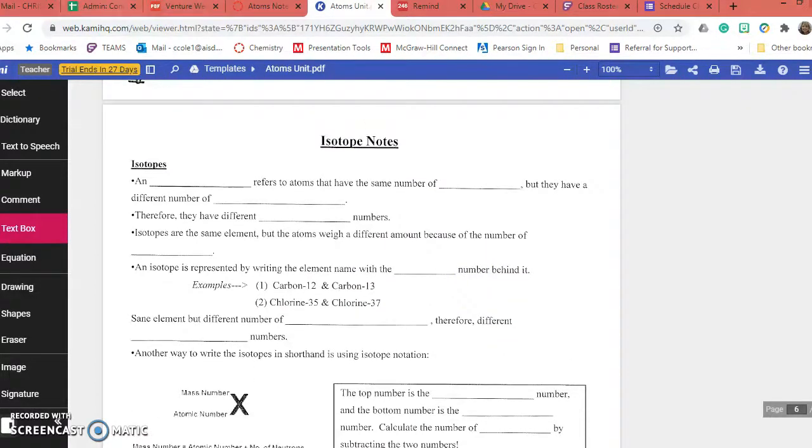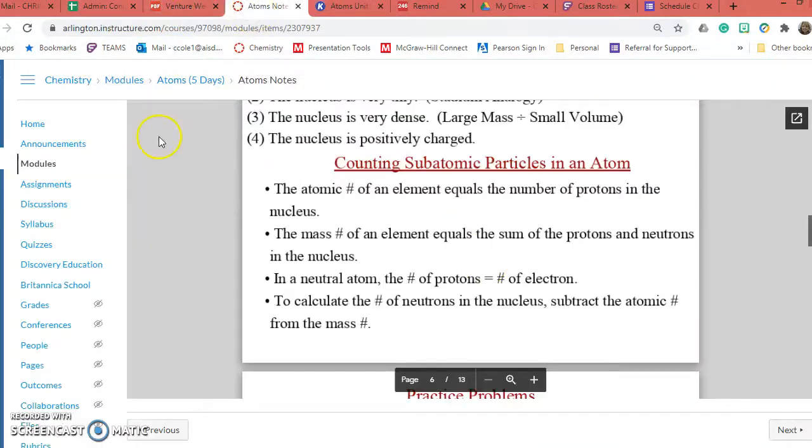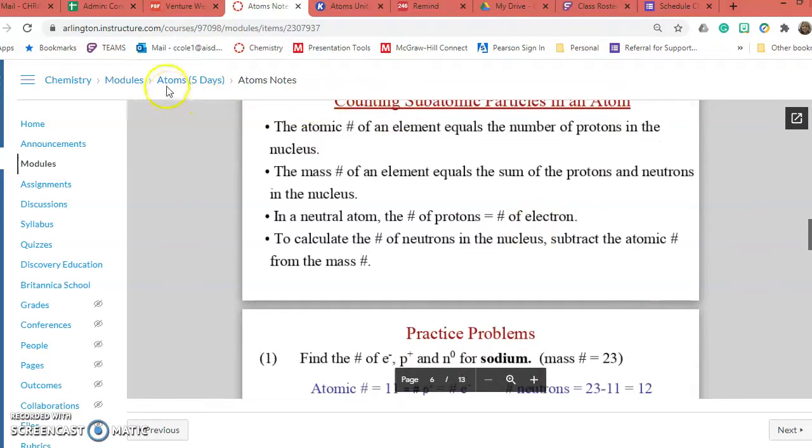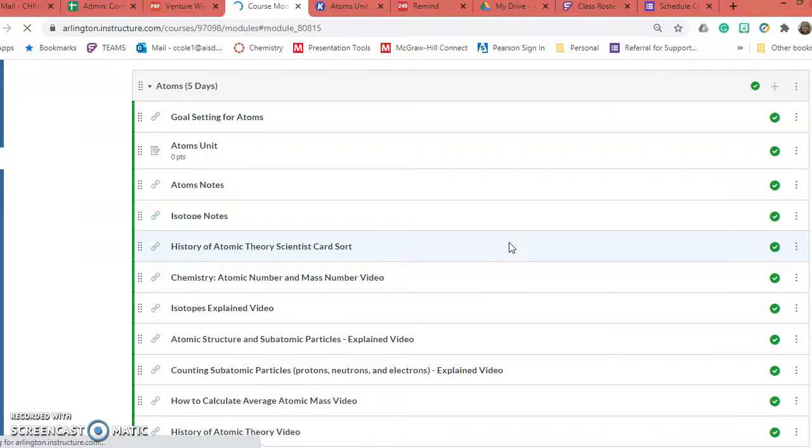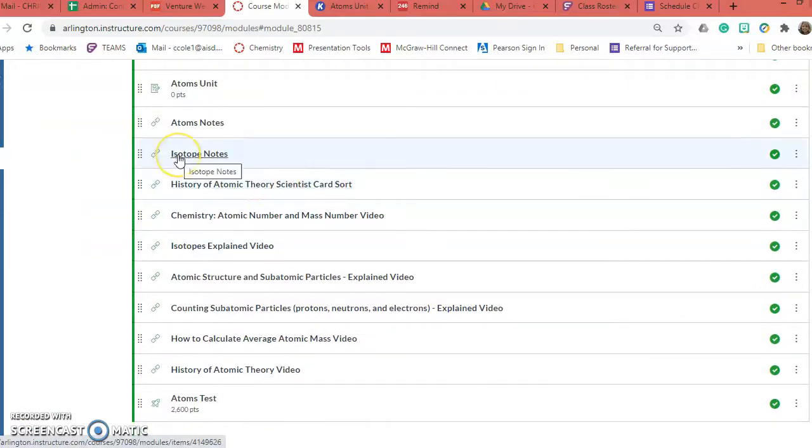You're going to go back to modules, and we're going to go to isotope notes. It should be the next one in line. Okay, there's isotope notes. Okay, you're going to use that. Oh, and back on the card sort, this is where you'll get the information for the card sort, the history of the atomic theory scientist card sort. That's what you need right there.